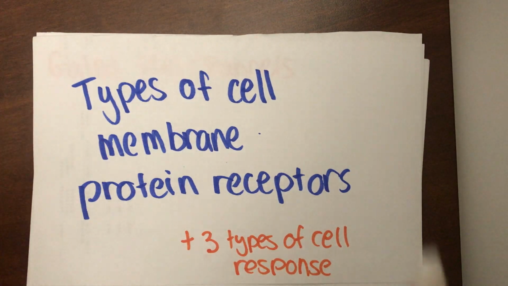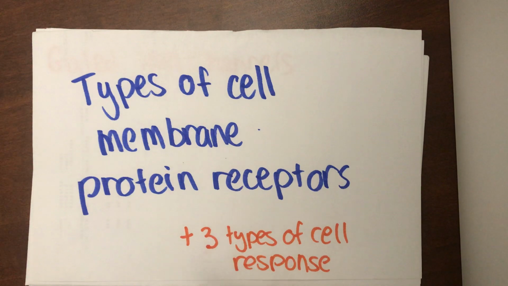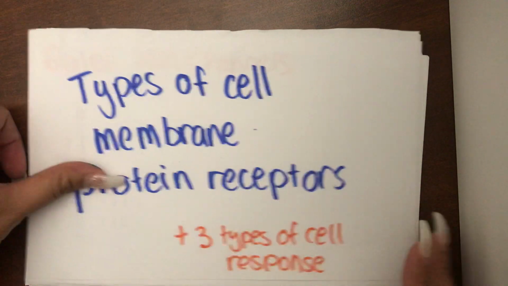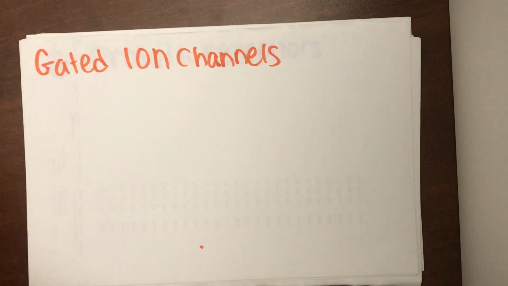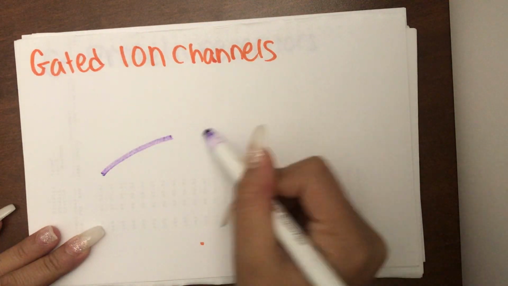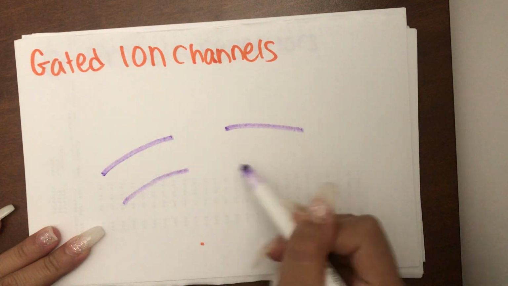Okay, so in part 2, I'm going to talk about types of cell membrane protein receptors and 3 types of cell responses. So, first type is a gated ion channel. So, ions, okay, here's your cell membrane.